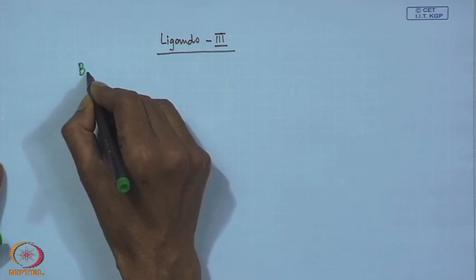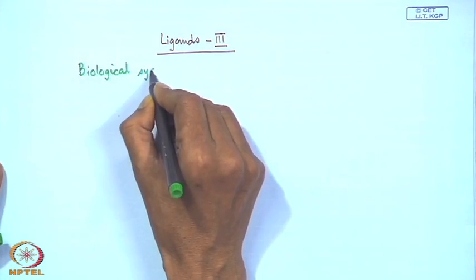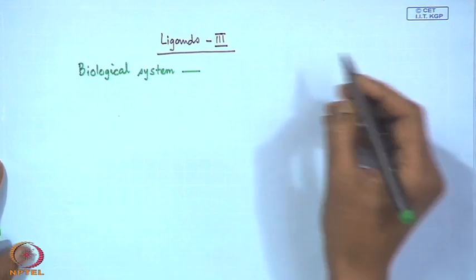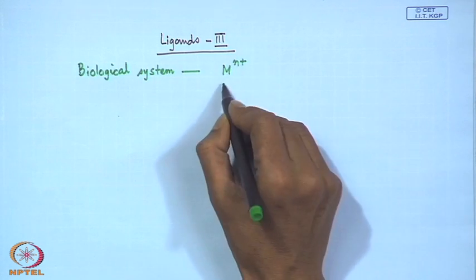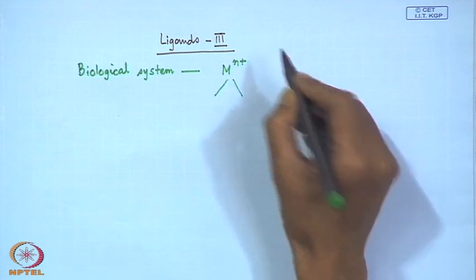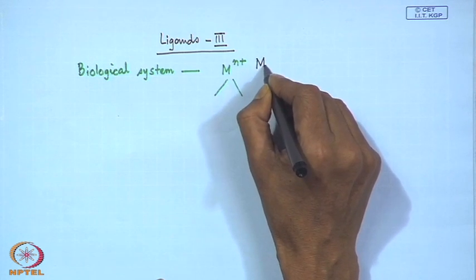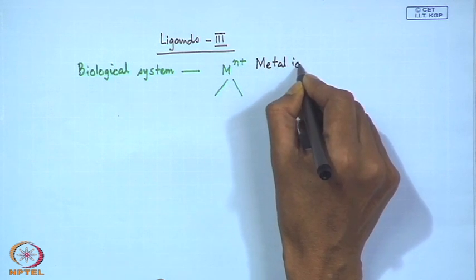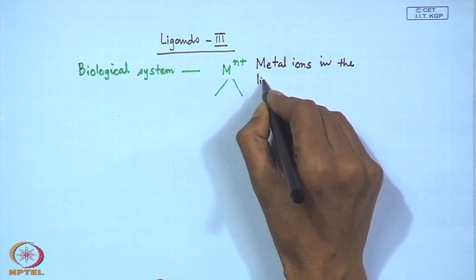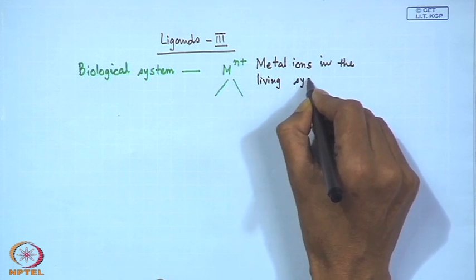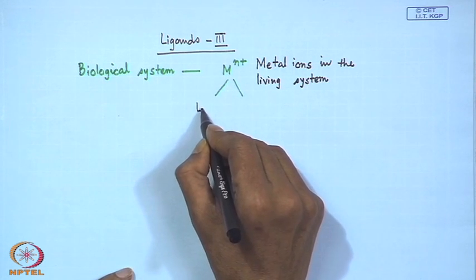So, if we deal with some biological system, so we will be talking about so much about the different metal ions. So, these are the metal ions, corresponding metal ions in the living system. So, if we can have metal ions in the living system, then obviously we can have the corresponding ligands.